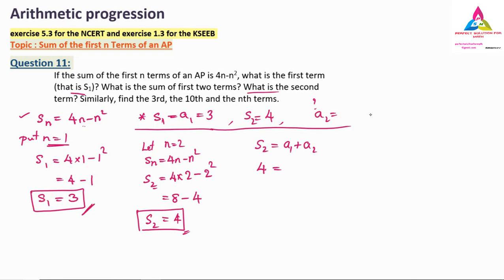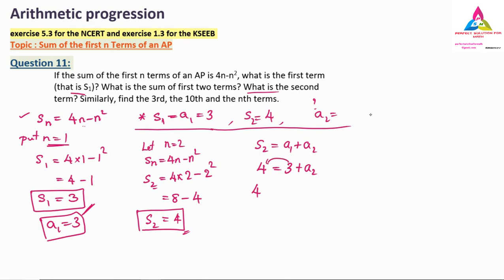Also we found the first term. What is the first term? S1 and A1 will be equal. So A1 is equal to 3. The first term we found: A1 is 3, plus A2. We have to write A2 as it is. Now that 4 we will write as it is.